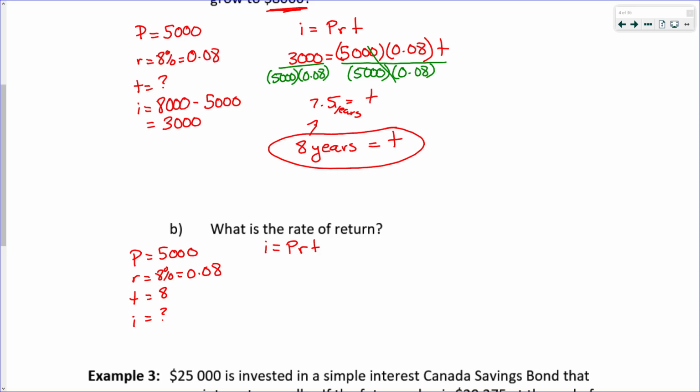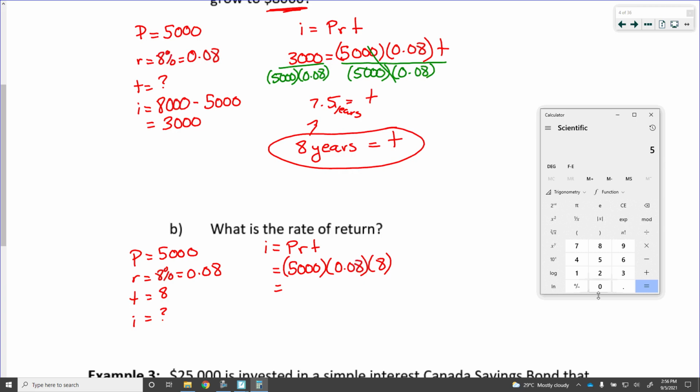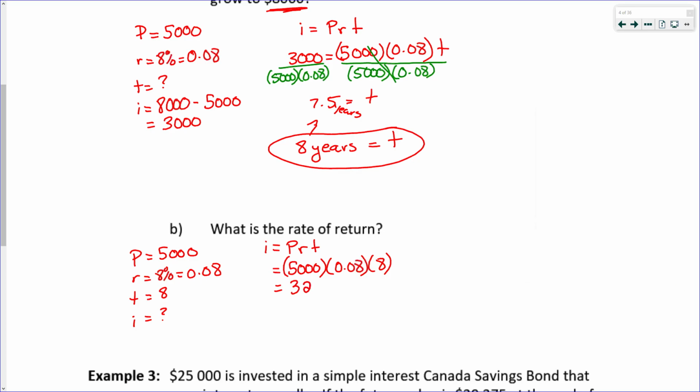And so my P is 5,000, my R is 0.08, and my T is 8 years. I'm going to pull up my calculator and punch this in. So 5,000 times 0.08 times 8 equals 3,200. So after the 8 years, this person has earned an extra $3,200.